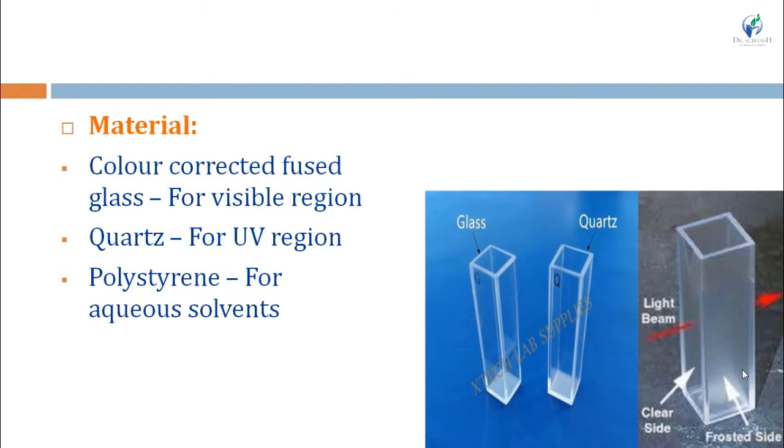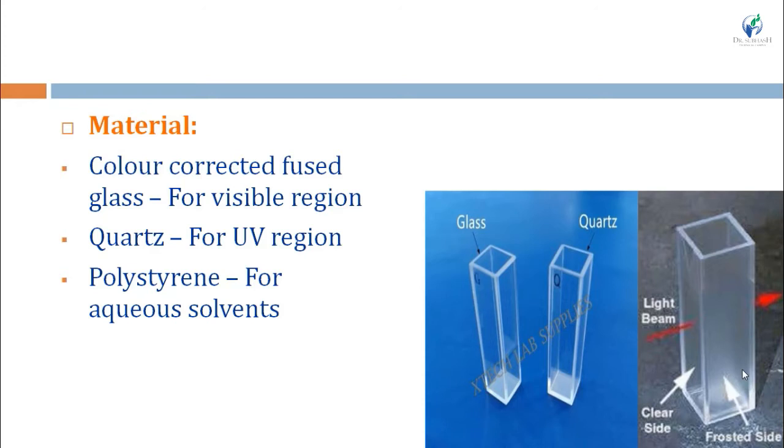Next parameter is material. This is a very important parameter of the sample holder, because when we are working with the visible region, the material of the cuvette or sample holder must be glass, or colorless fused glass. When we are working in the UV region, the material of the cuvette is quartz, and in most of the conditions we are dealing with organic solvents.